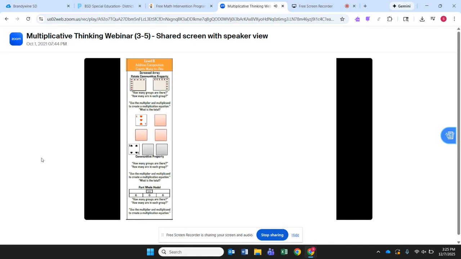Just like level A, it's all about making sure that they understand there are groups and a number in each group, repeated addition. Level B is all about this: create a multiplication equation. You need to write an equation. In level A, we didn't worry about writing multiplication equations. Level B, it's all about that. And the second part of level B is teaching them about the commutative property.